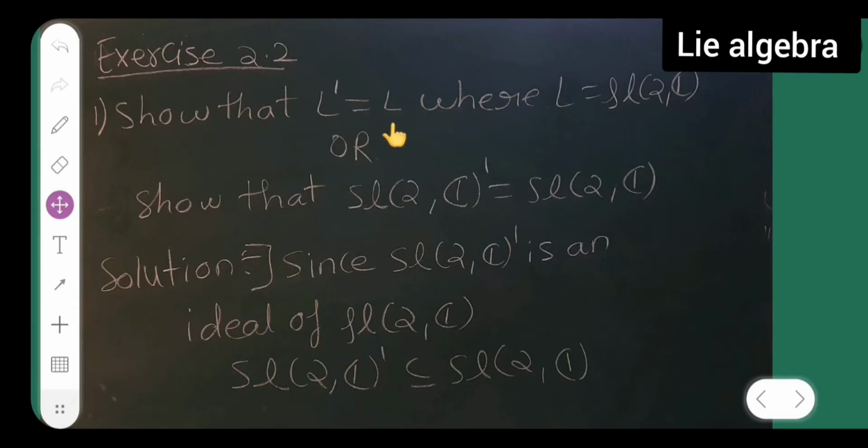Show that L' is equal to L, where L is equal to SL(2, C), or show that SL(2, C)' is equal to SL(2, F). So the solution is what? Since SL(2, C)' is an ideal of SL(2, F) or SL(2, C), therefore I can say that SL(2, C)' is a subset of SL(2, C), right?